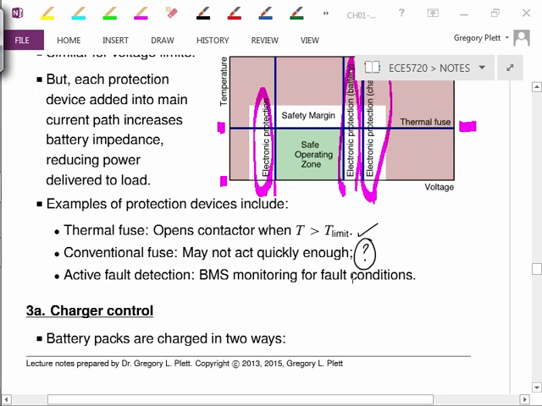And active fault detection, which is electronic monitoring, maybe the BMS main processor itself, or maybe some other electronics on the side monitoring for fault conditions and taking response. So that's all I have to say about protection. The next topic has to do with charger control for how we charge a battery pack.